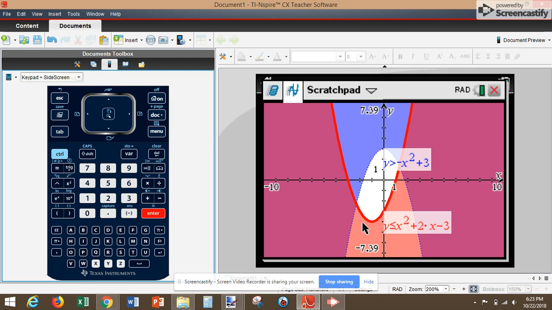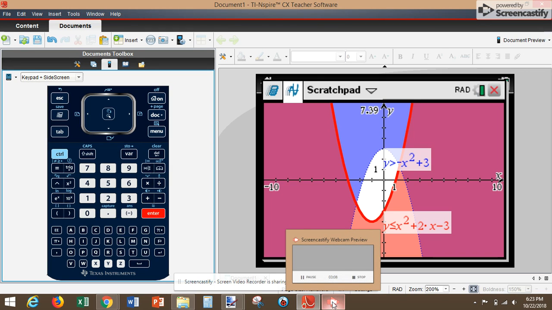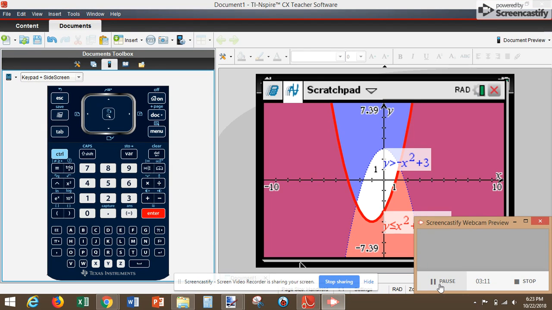Notice we have 3 different kinds of shadings. The blue one by itself was from the solutions of the first inequality. This reddish color is the solutions to the second inequality. And then this new color, this purplish color, is the solution to both inequalities. So your system would look like this. If you go back to your paper and graph this, it will look like what you're about to see.